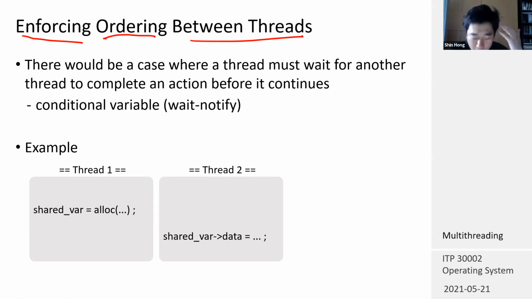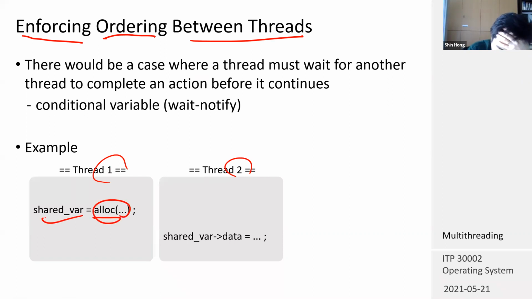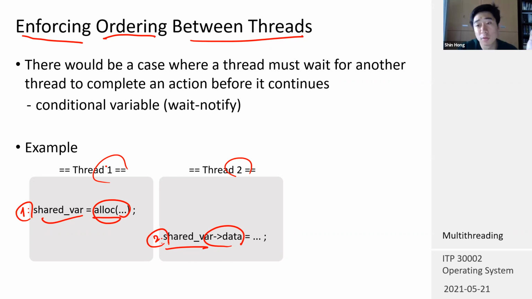Sometimes you want thread number 1 and thread number 2 working on the same variable. For instance, here, thread number 1 initializes this variable, and thread number 2 retrieves the data from this variable. In such a case, I call this one operation number 1, and this one operation number 2. You always want to enforce that operation number 1 is executed earlier than operation number 2 of thread number 2. How do you enforce that? By providing locking?